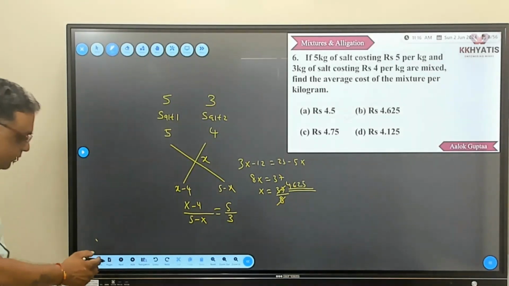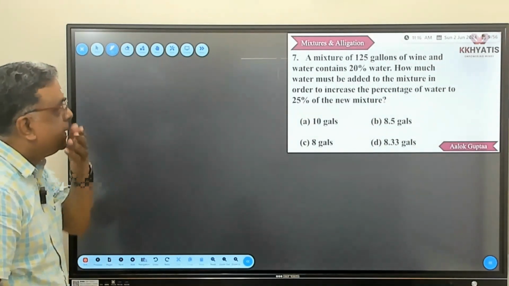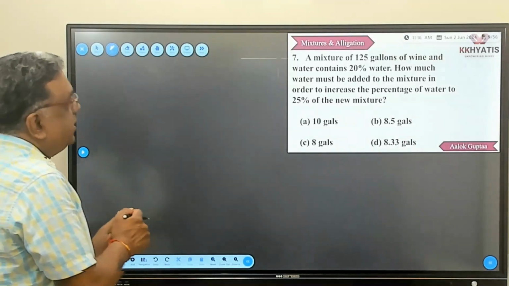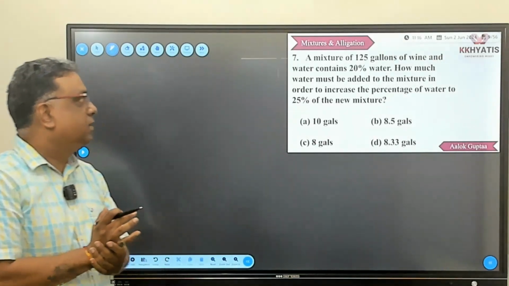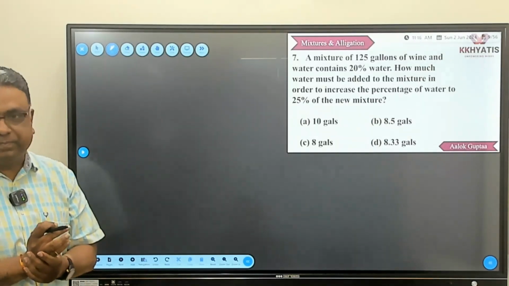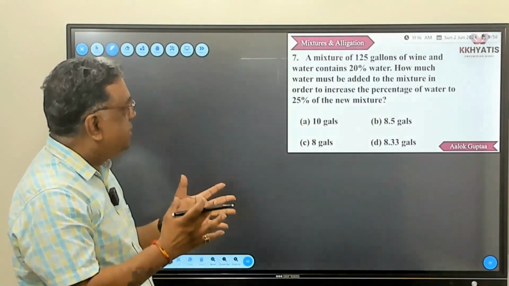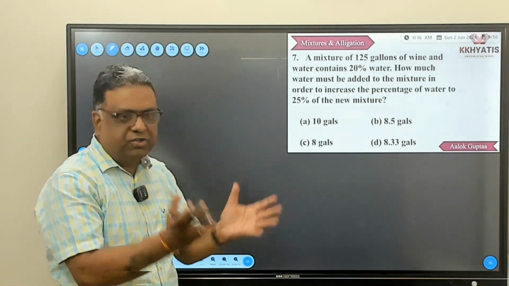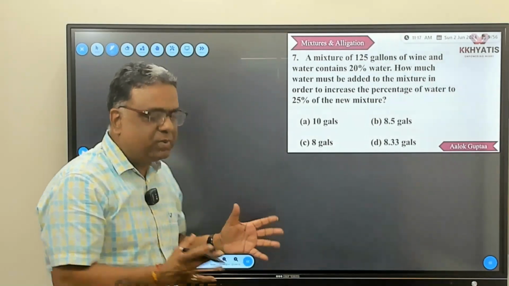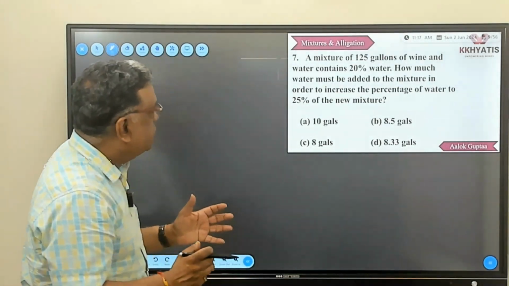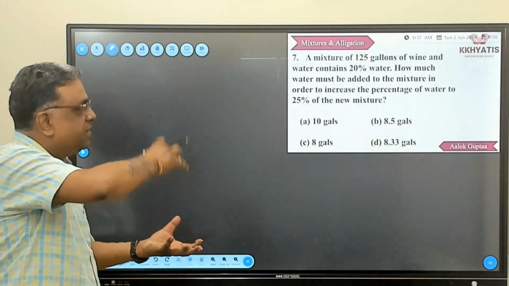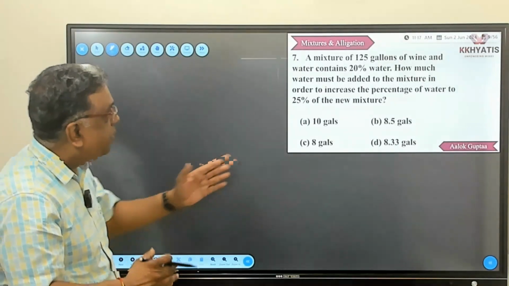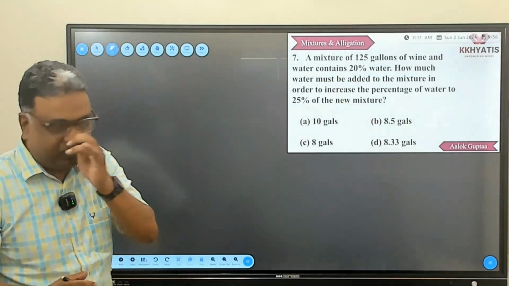Clear? Let's go to the next. A mixture of 125 gallons of wine and water contains 20% of water. So there is a mixture of 125 gallons which has wine and water in it, and it contains 20% water. How much water must be added into this mixture of 125 gallons in order to increase the percentage of water from 20% to 25% is the question.